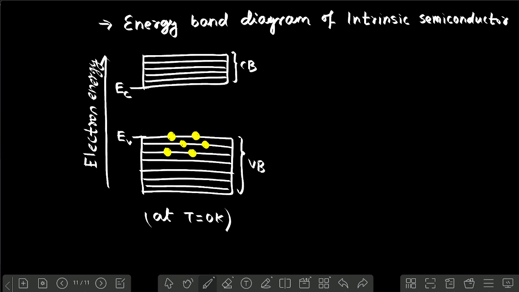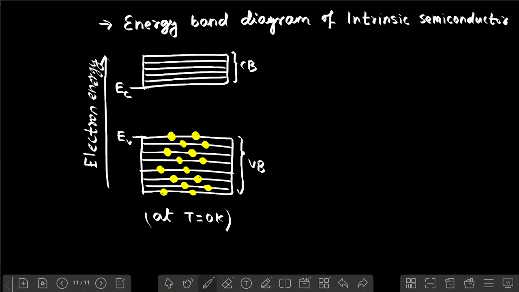band is empty. No electrons are present there, so the conduction band is empty. So for T equal to 0 Kelvin, an intrinsic semiconductor will behave like an insulator. Yes or no?